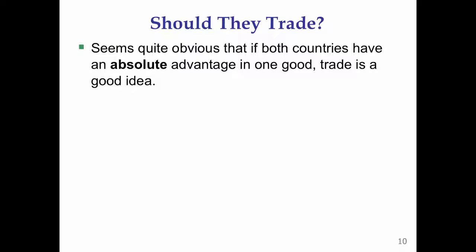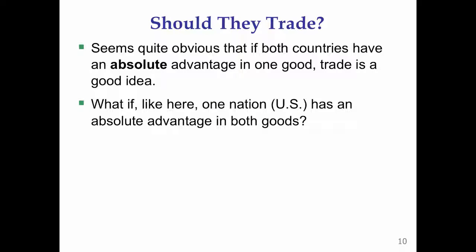And so maybe if I change the example, maybe if I had it that the US could produce more wheat and the UK could produce more computers, so the US has the absolute advantage in producing wheat and the UK has the absolute advantage in producing computers, that would make more sense. We could probably make the argument that I can see some advantages to trading, but that's not what we have here, right?